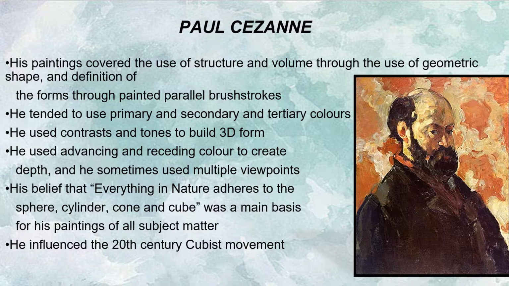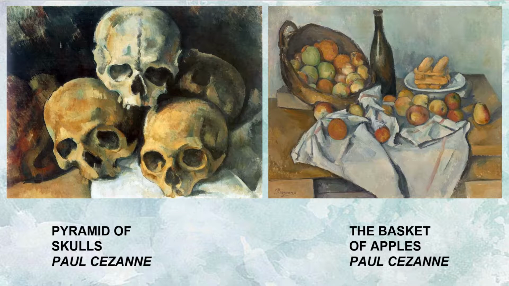His belief that everything in nature adheres to sphere, cylinder, cone, and cube was a main basis for his paintings of all subject matter. He influenced the 20th century Cubist movement. Some of the paintings of Paul Cézanne include Pyramid of Skulls shown on the left side and the Basket of Apples shown on the right.